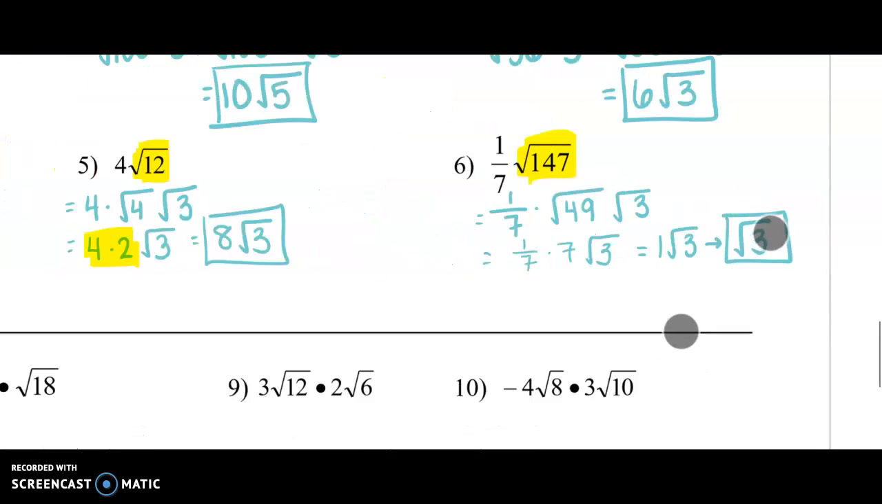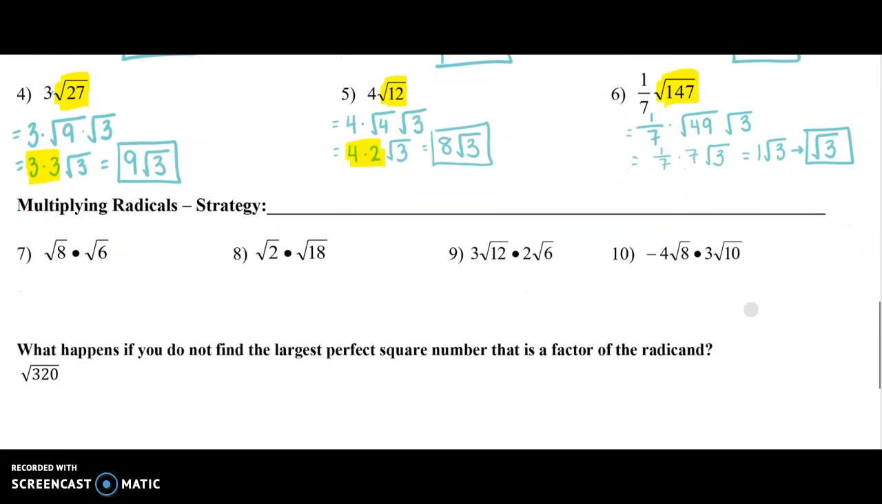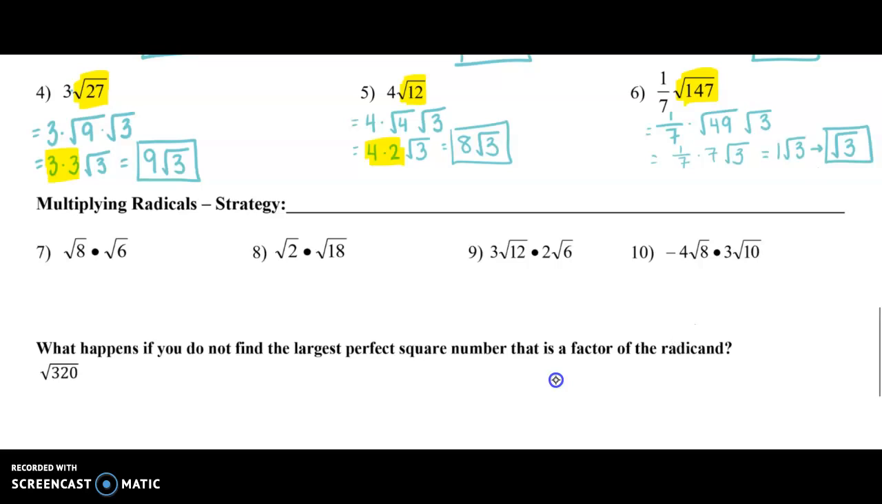Okay? So that was just simplifying square roots that were not perfect squares. Now we're going to look into multiplying them. So not only are we going to be simplifying, but then we're also going to multiply. So the strategy that I think would be best to use is to first simplify the radicals.